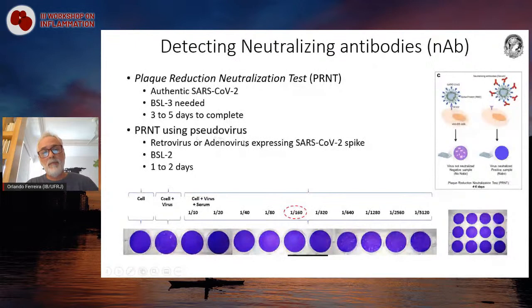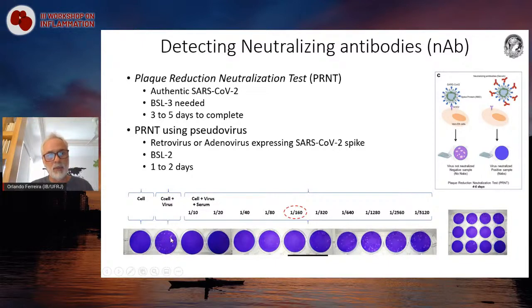There is a simplification of this method that uses a pseudovirus, which is mostly retrovirus or adenovirus that is expressing the spike protein on the surface and is also put in contact with the cell as shown down here. Then you plate a monolayer of susceptible cells, in this case, viral cells. And then you put the cells in contact with the virus, and the virus kills the cells and makes these dots on this carpet of cells.